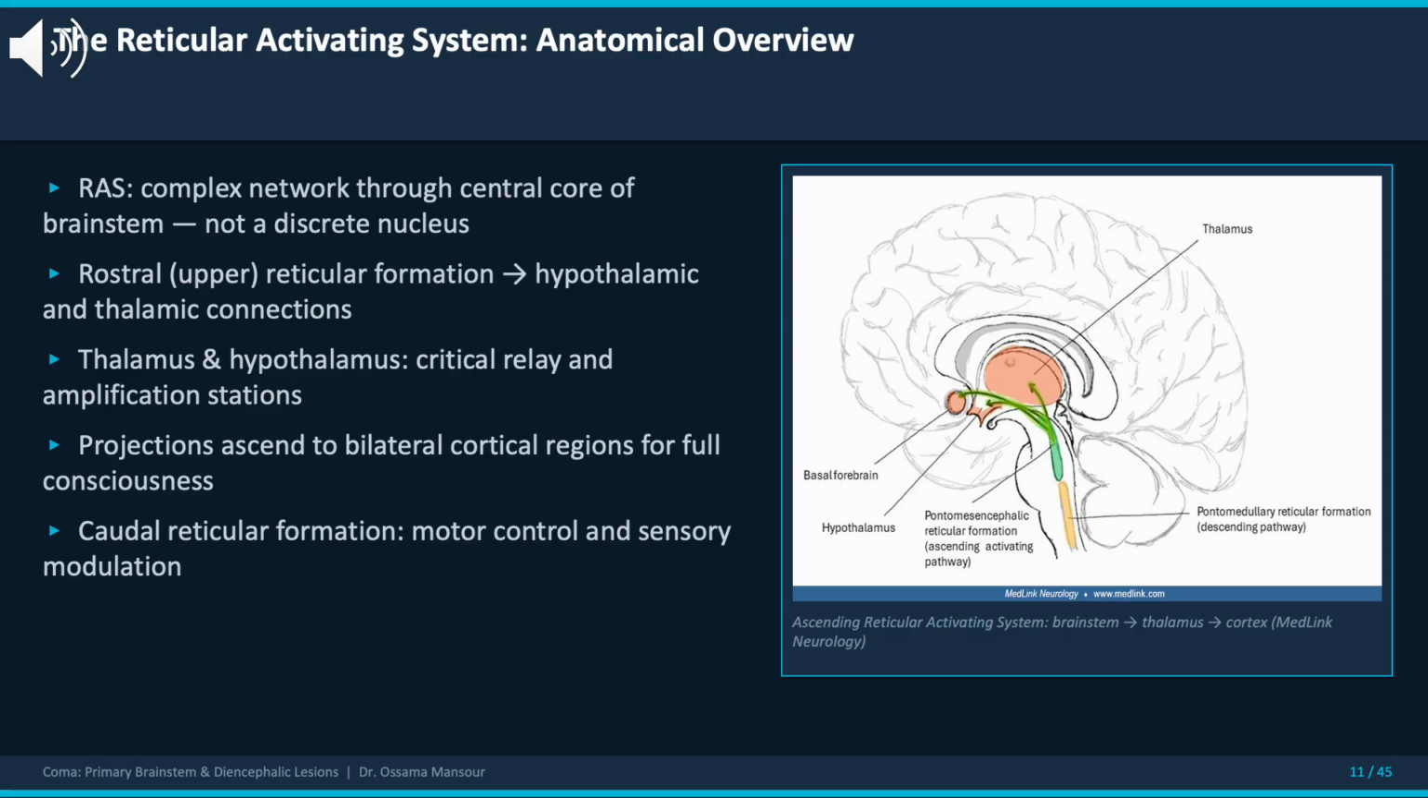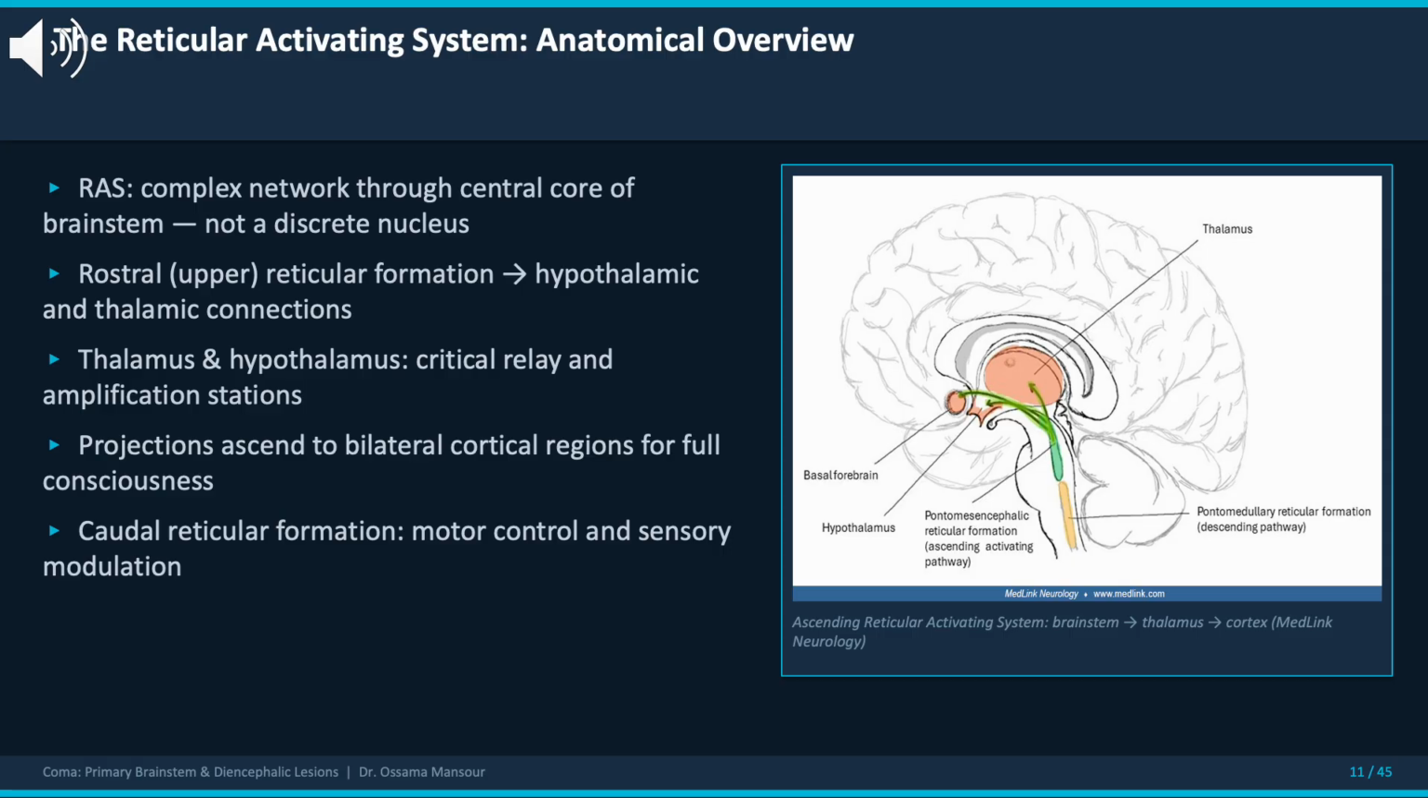It is now well understood that different neurotransmitters play critical roles in different anatomical structures for the maintenance of the arousal system. Brainstem tracts associated with wakefulness collectively form what we call the reticular activating system, the structure first identified by Moruzzi and Magoun. As you can see in this diagram, the reticular activating system is not a discrete nucleus, but rather a complex network of neurons extending through the central core of the brainstem.